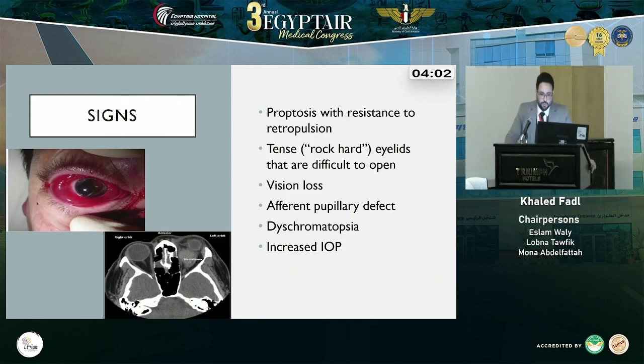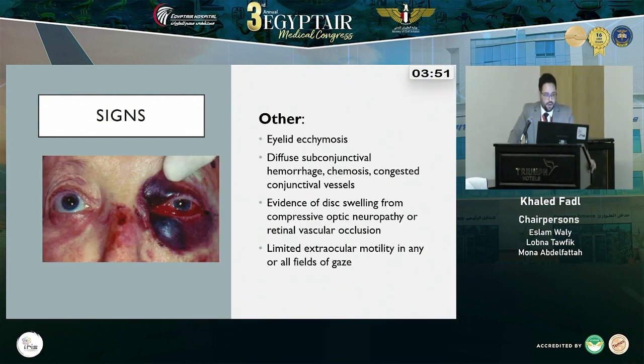In the signs, we have proptosis with resistance to retropulsion, tense rock-hard eyelids that are difficult to open, vision loss, afferent pupillary defect, dyschromatopsia, and increased intraocular pressure. There might be other signs like eyelid ecchymosis, diffuse subconjunctival hemorrhage, chemosis, congested conjunctival vessels, evidence of disc swelling from compressive optic neuropathy or retinal vascular occlusion, and limited extraocular motility in any or all fields of gaze.